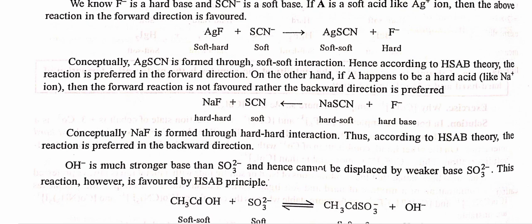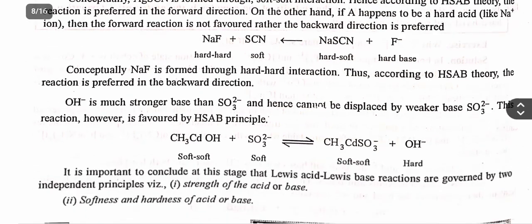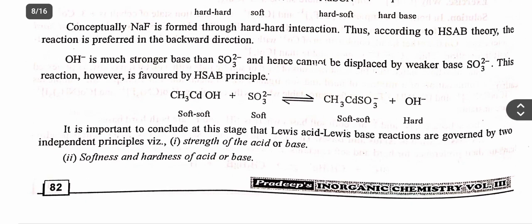OH- is a much stronger base than SO3 2- and hence cannot be displaced by the weaker base SO3 2-. This reaction, however, is favored by the HSAB principle. CH3Cd-OH, soft interactions, plus SO3 2- soft, gives CH3Cd-SO3-, soft attractions, plus OH- hard attractions. It is important to conclude at this stage that Lewis acid Lewis base reactions are governed by two independent principles: first, strength of the acid or base, and second, softness and hardness of acid and base.